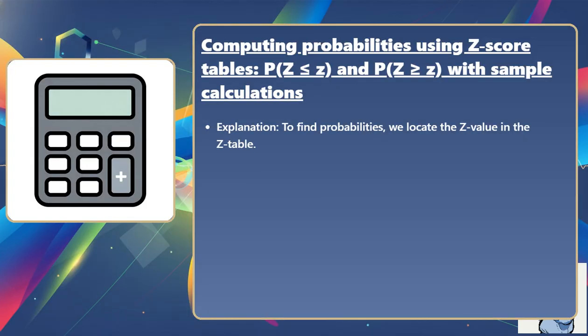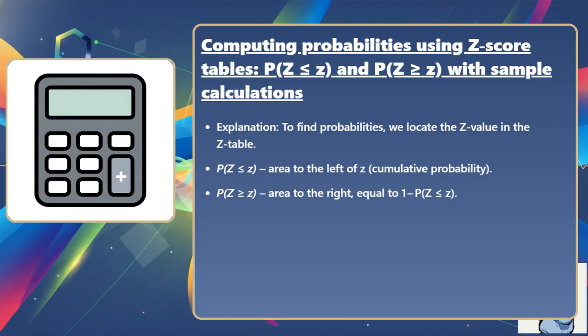Explanation: to find probabilities, we locate the z value in the z-table. P of Z less than or equal to z is the area to the left of z, the cumulative probability. P of Z greater than or equal to z is the area to the right, equal to 1 minus P of Z less than or equal to z.